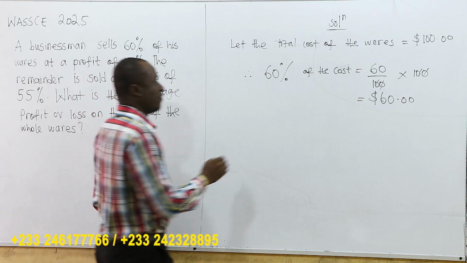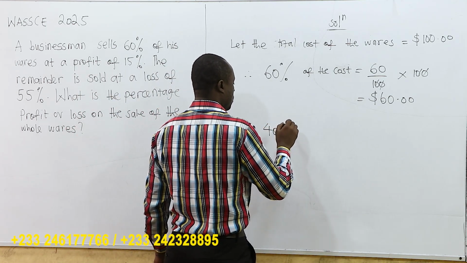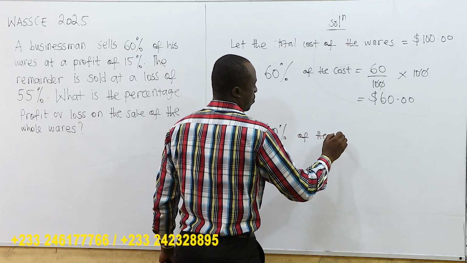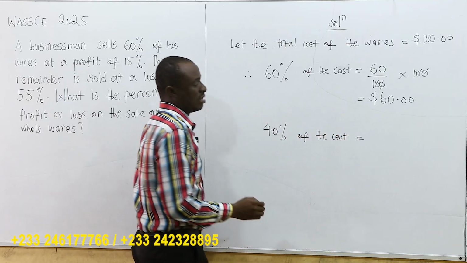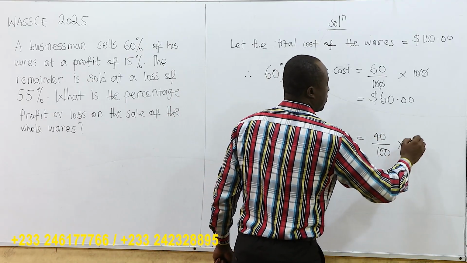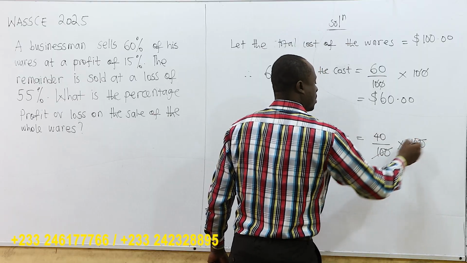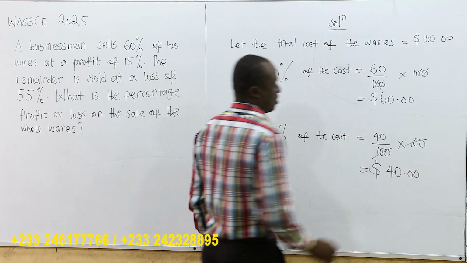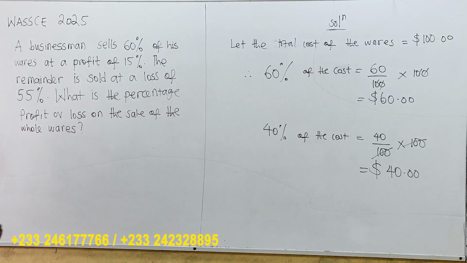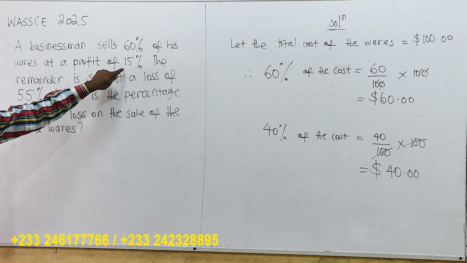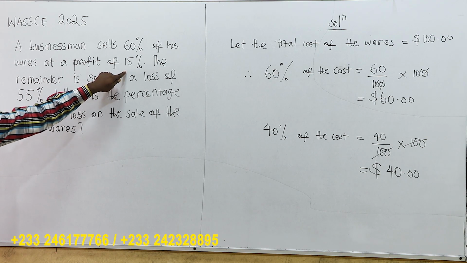And then 40% of the cost. 40% of the cost of the wares, that will be 40 out of 100 times the $100. So this 100 cancels that, and it's giving us $40.